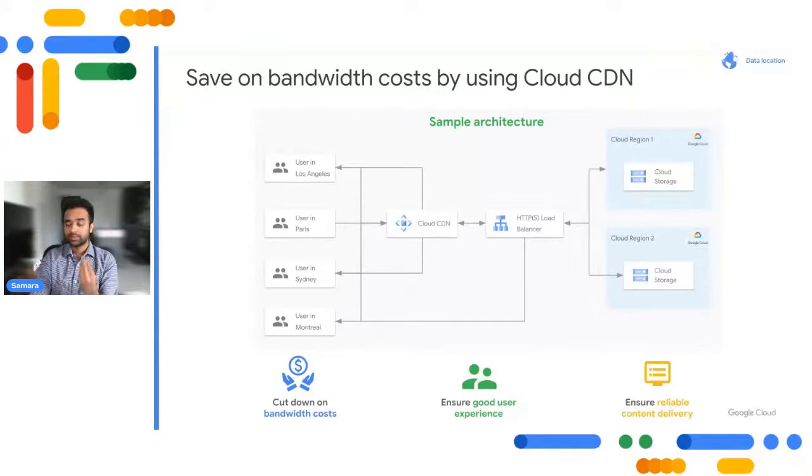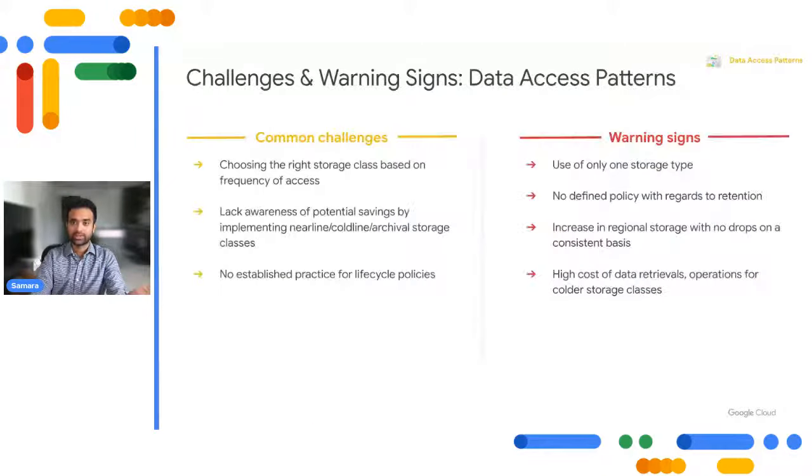So that's about the first factor, which is choosing the right location type and using CDN for your content serving use cases. So moving on to the next factor, which is data access patterns. Data access patterns is all about understanding how frequently your data is accessed and figuring out the correct storage class that aligns with your data access patterns.